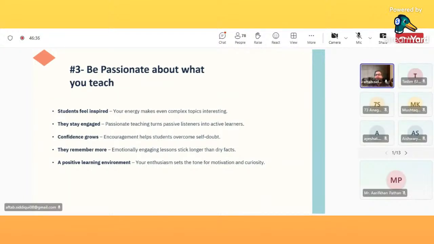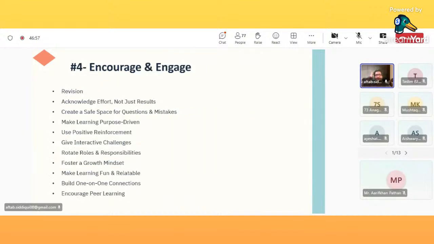So that's what I mean. Be very much passionate about what you teach. If you are passionate, your emotion, your passionate feeling transfers to the student as well. If you feel disengaged with your subject, you cannot engage the student. Second thing. Now I'll teach you some encourage and engage activities.